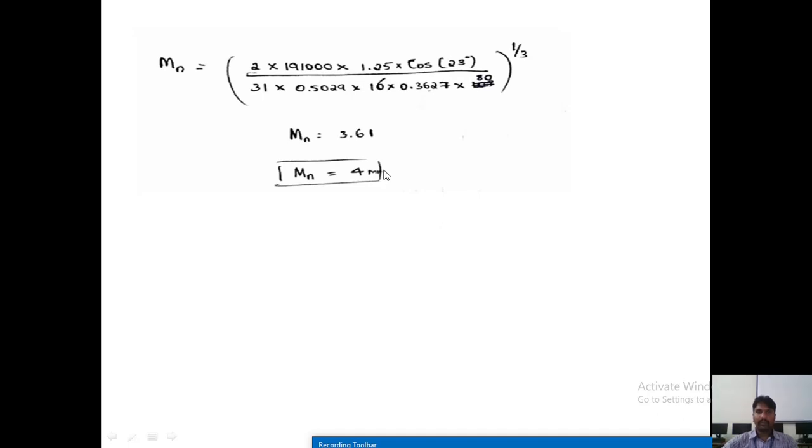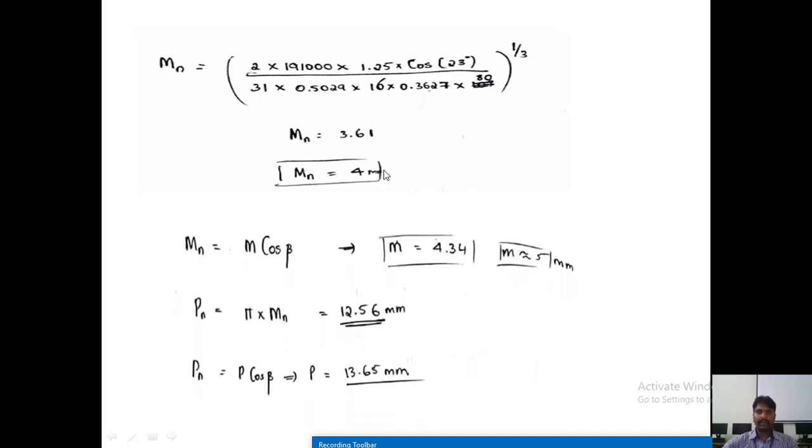Once you got the normal module, we need to calculate the module M by using the equation Mn is equal to M cos beta. So M is given by Mn by cos beta, so that M is approximately equal to 4.34. So take M is equal to 5 mm. This is the actual module.